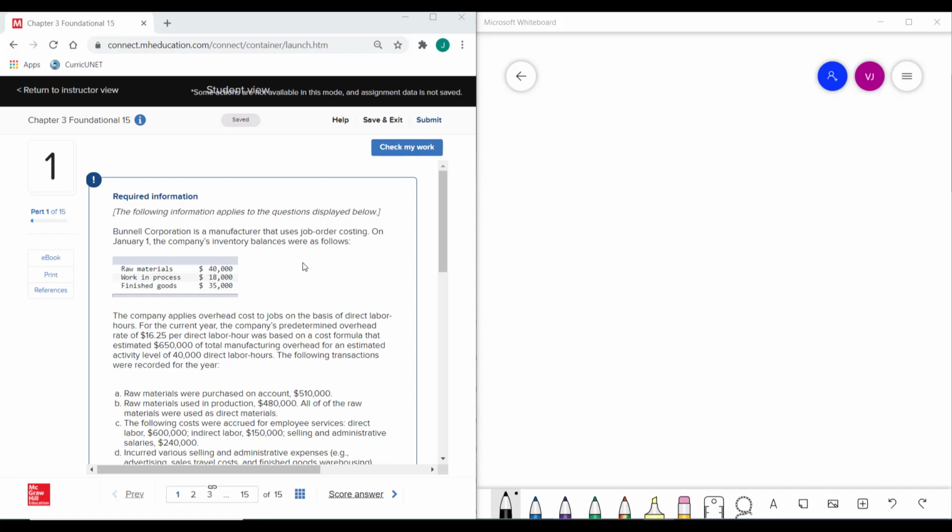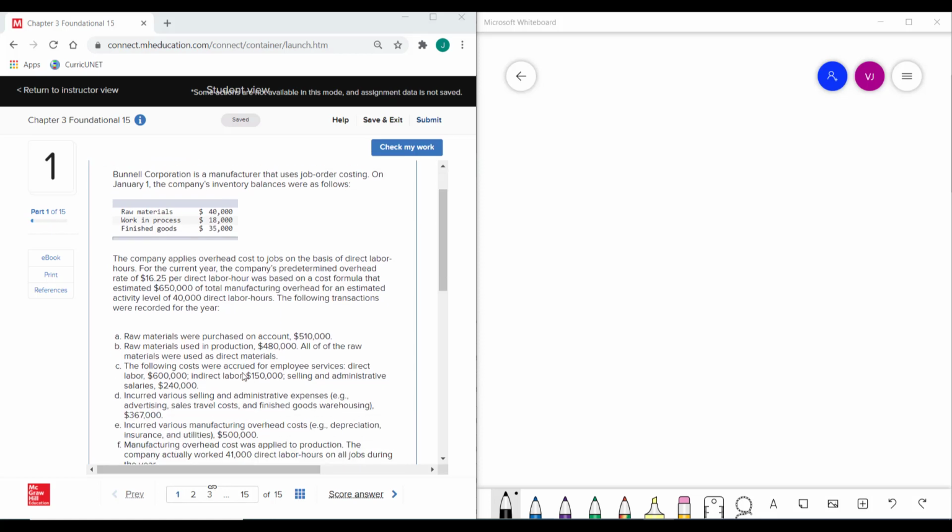On January 1st, the company's inventory balances were as follows. Raw materials 40,000, work in process 18,000, and finished goods 35,000. The company applies overhead costs to jobs on the basis of direct labor hours. For the current year, the company's predetermined overhead rate of $16.25 per direct labor hour was based on a cost formula that estimated $650,000 of total manufacturing overhead for an estimated activity level of 40,000 direct labor hours. The following transactions were recorded for the year.